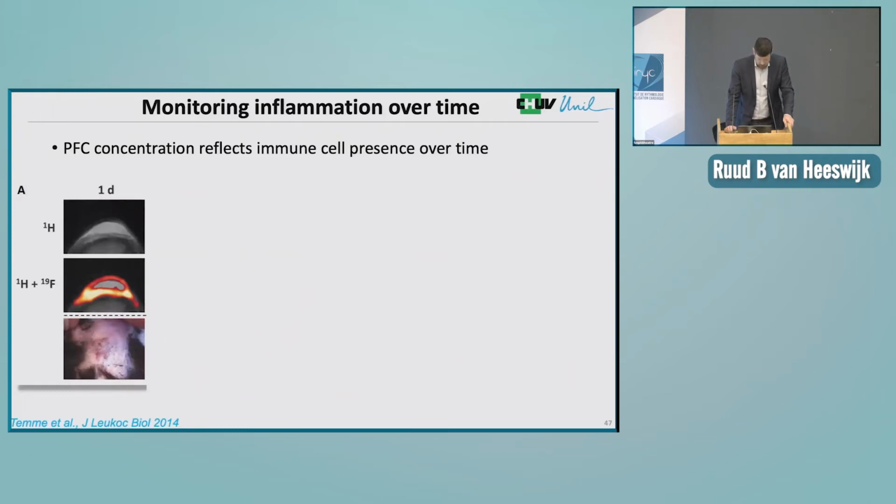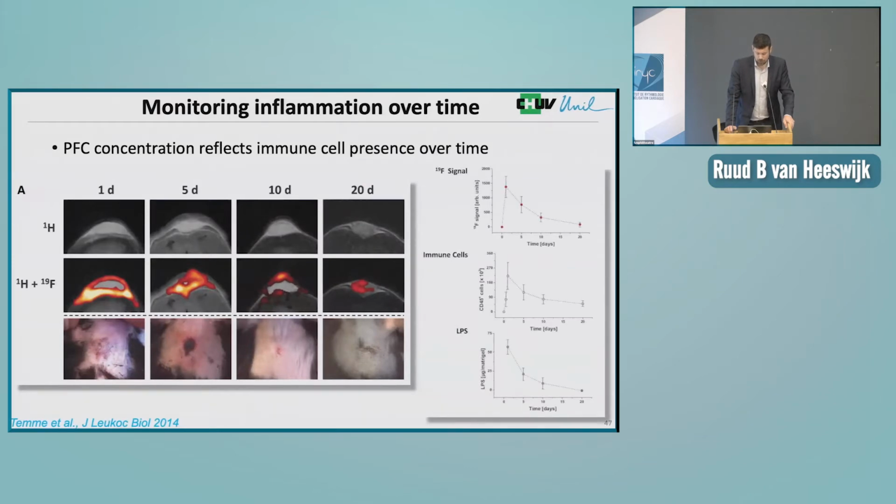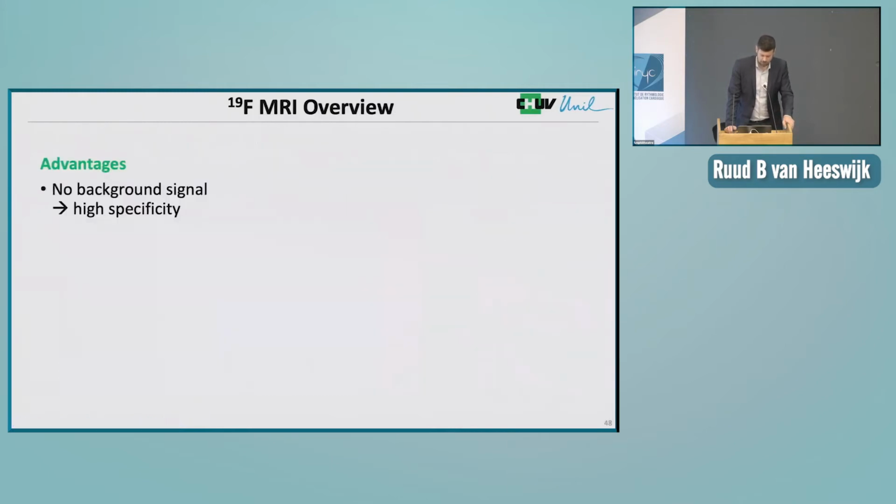So if you see the image on the left here, they injected some perfluorocarbon and an irritant that causes inflammation in the fat pad of a mouse. And then over time, this inflammation went away, the perfluorocarbon went away, and the irritant went away. And as you can see in these curves on the right, they really nicely show that you can use fluorine MRI to track inflammation over time.